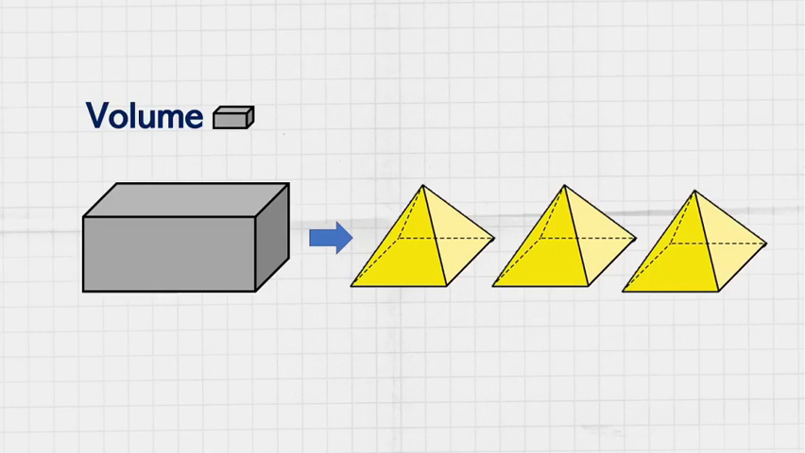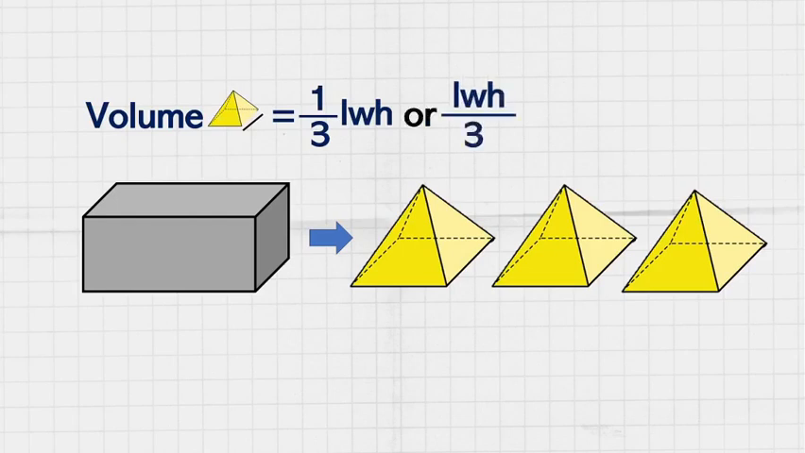Therefore, we can say that the volume of the pyramid is equal to one-third of the volume of the rectangular prism. Or we can write that length times width times height divided by 3, or one-third of the area of the base times height. There you go. That is the formula in getting the volume of a pyramid.